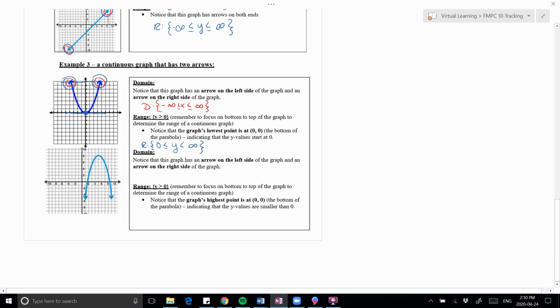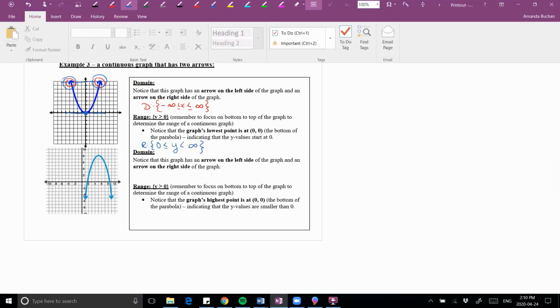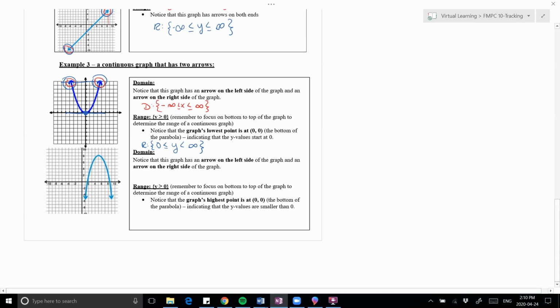And if I flip my graph, similar but different, we're still following the same steps. I'm going from left to right, and I'm looking for the point. It's an arrow that tells me that that's going to continue forever. So we use a negative infinity to show that. And as I continue on the other side, I also have an arrow. So that means that there's also no limit on that side of my graph.